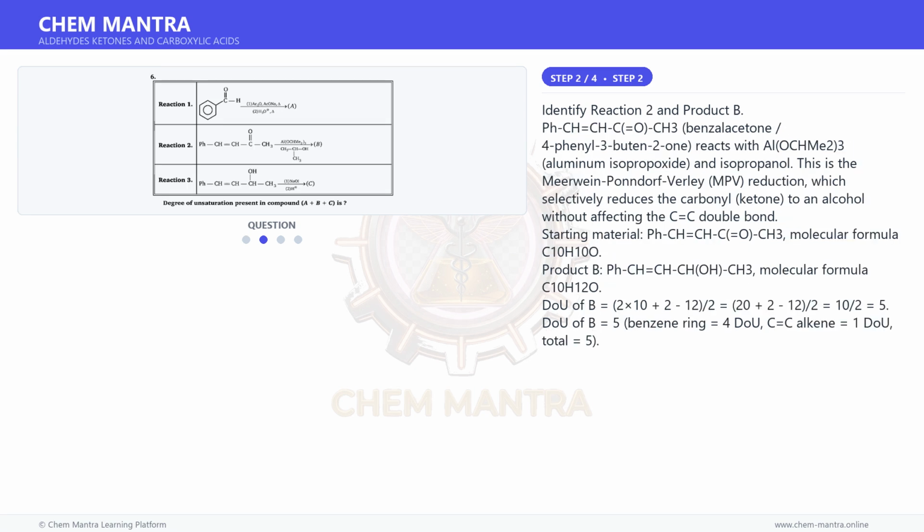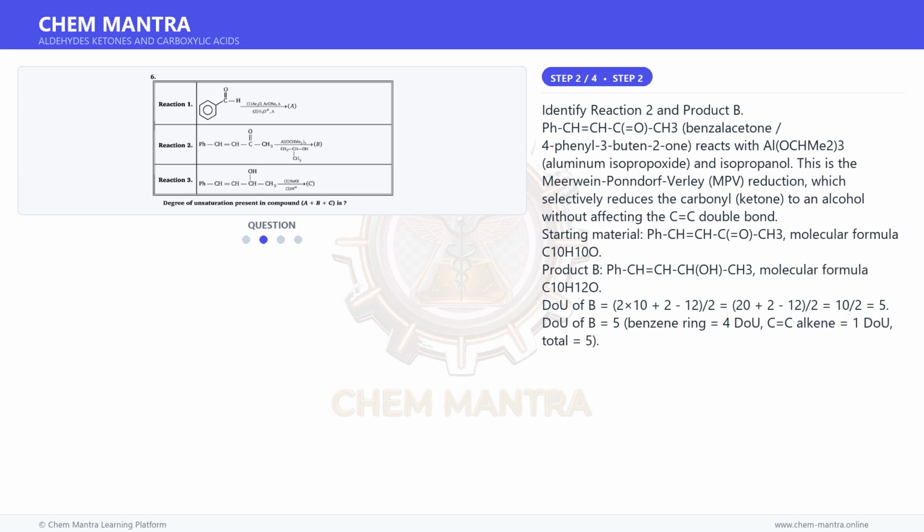Moving on to the next step. Identify reaction 2 and product B. PhCH=CHC(=O)CH3, benzalacetone, 4-phenylbut-3-en-2-one, reacts with Al(OCH(CH3)2)3, aluminum isopropoxide, and isopropanol. This is the Meerwein-Ponndorf-Verley, MPV, reduction, which selectively reduces the carbonyl, ketone, to an alcohol without affecting the C=C double bond.